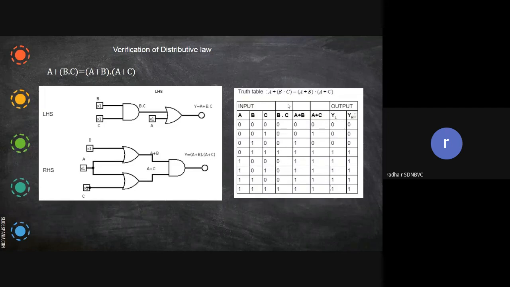Now we'll see the truth table. A, B, C we have written. Then B dot C, what is it we have to find? When you multiply, you get this value. Then A plus B, we have found this. Then this value we have to write. Why have I not written A plus here? I would like to show you that left hand side equals right hand side, so we have pushed this output as the last one. So find A plus B, you will be getting this value. Then A plus C, you will be getting this value.